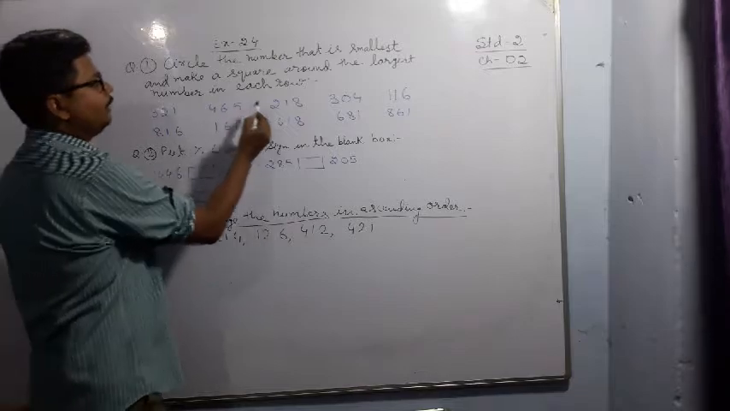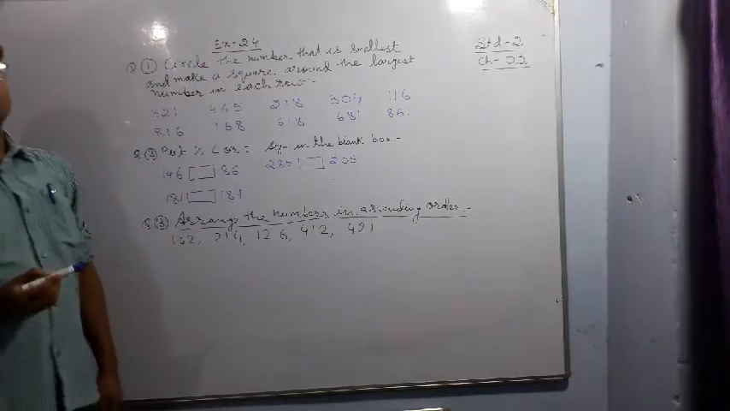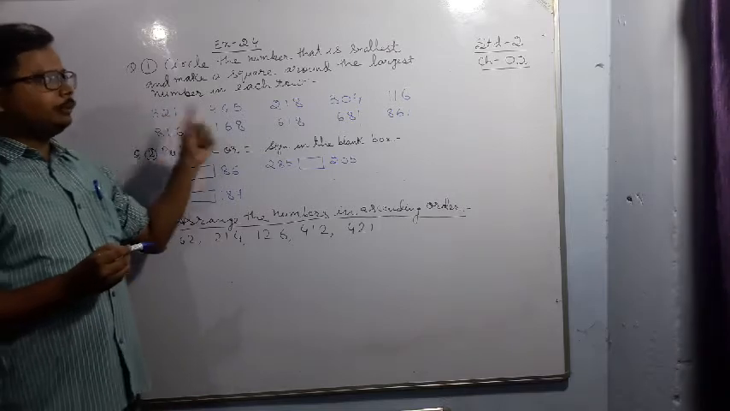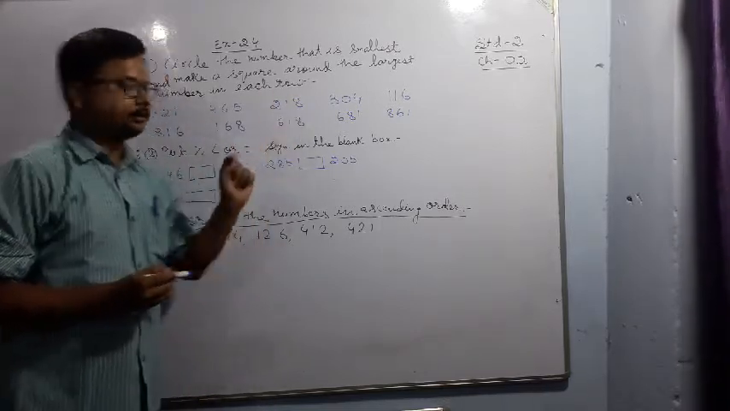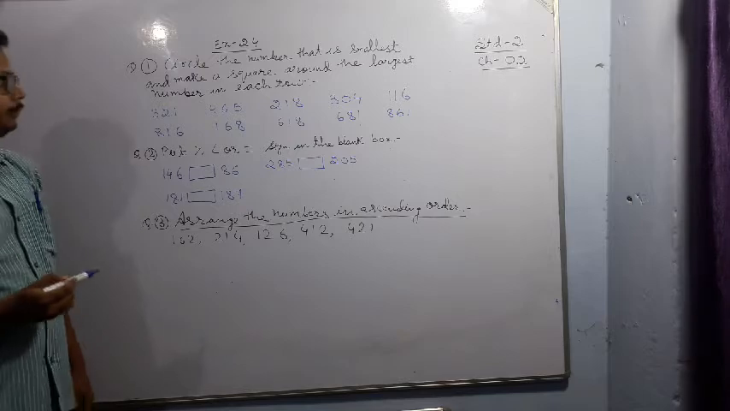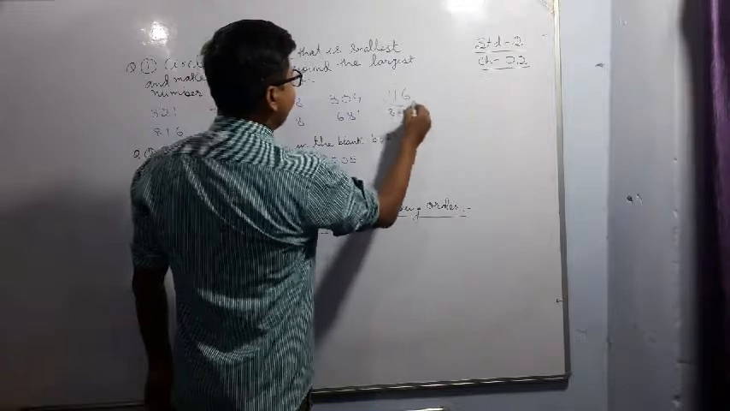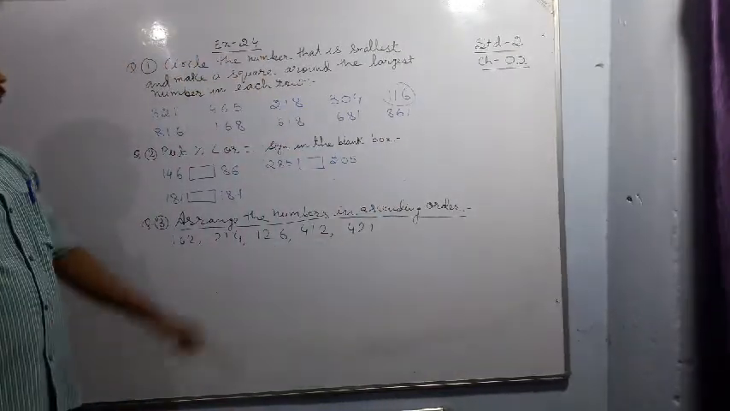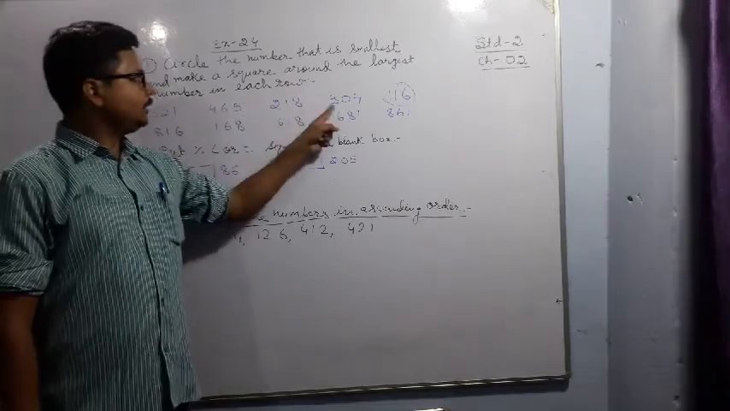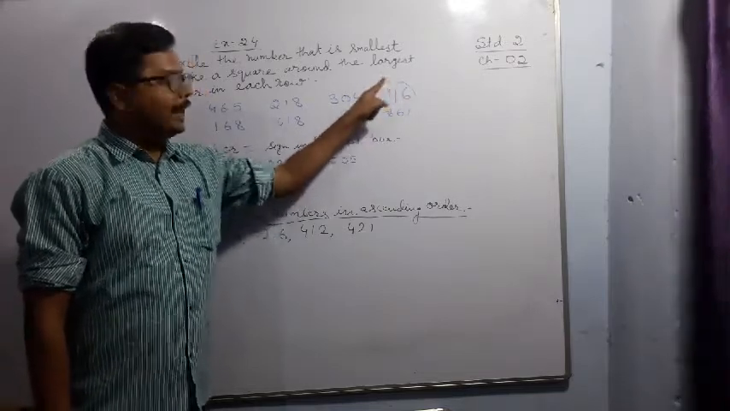321, 465, 218, 304, 116. As I have told you how to compare the numbers, according to that you have to find which number is smallest and which number is largest. As it is written, circle the number that is smallest. So let us find the smallest number. Here you can see the smallest number will be 116, and I am making it a circle. Because in the hundreds place we have 3, 4, 2, 3, and again the smallest one is 1. So we are circling 116 as the smallest number.